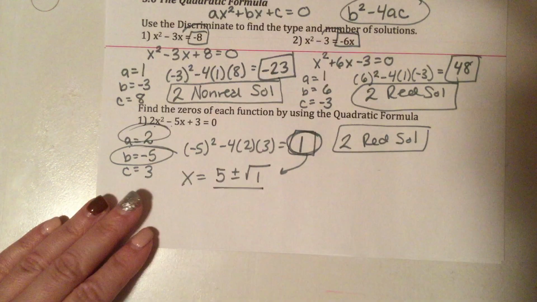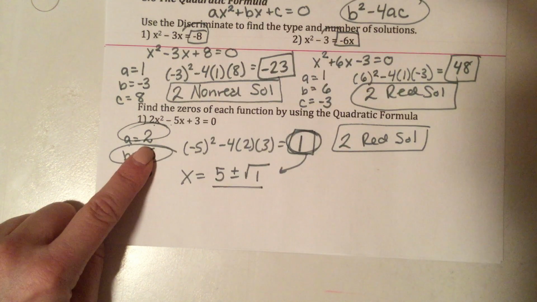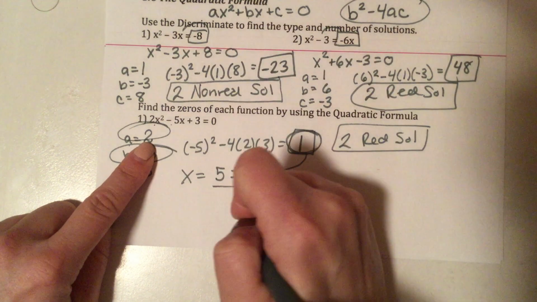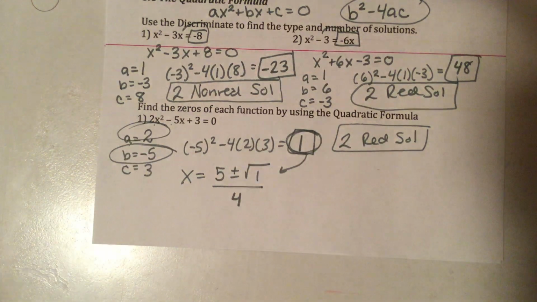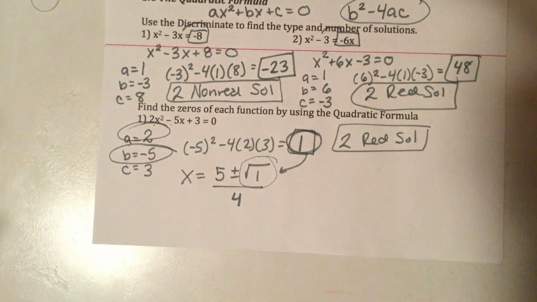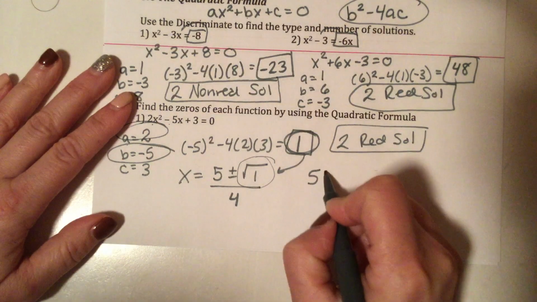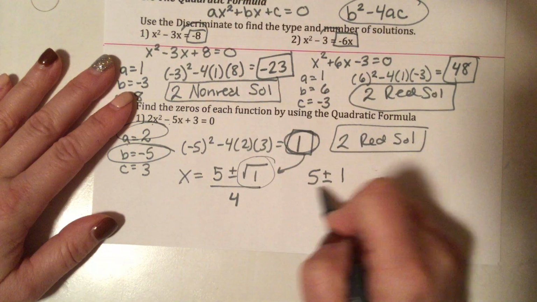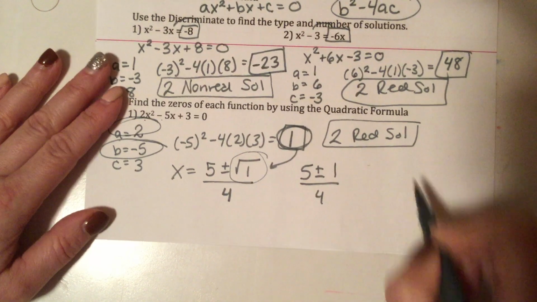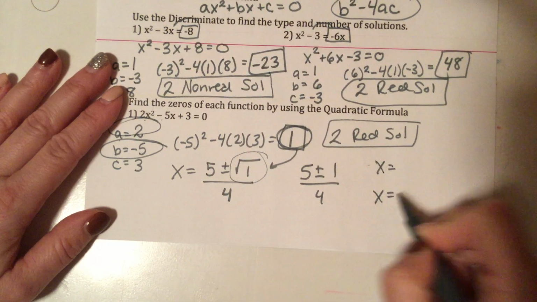All over 2a. A is a 2, so I have to take 2 times 2, and I get a 4. Your next step is you look at your radical and see if there's anything we can do, as in simplify it, anything like that. The nice thing is this is perfect. Square root of 1 is 1. So I can find my two solutions.